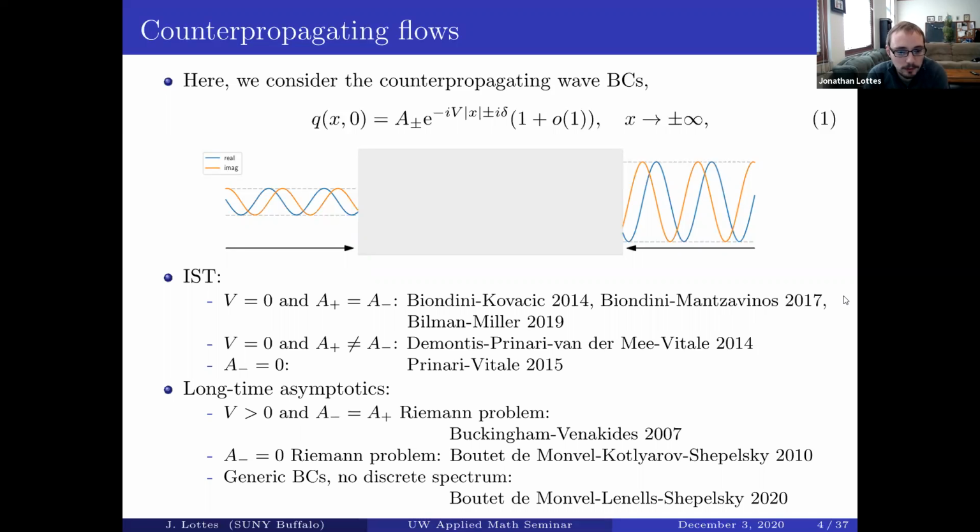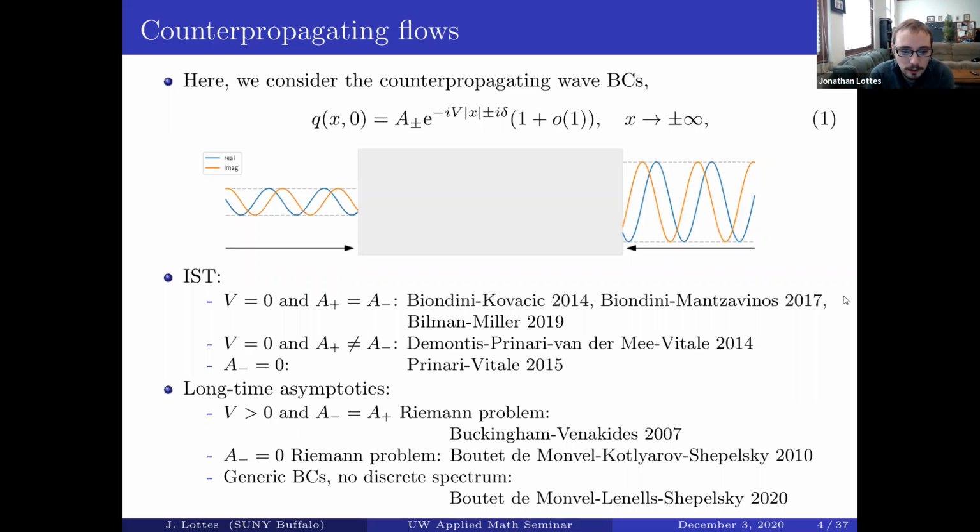First, in 2014, Biondini and Kovacic handled the case of zero velocity, so no counterpropagating waves, just constant boundary conditions with symmetric amplitudes. They handled that using a uniformization variable. This was revisited in 2017 without making use of the uniformization variable. And it was revisited again in 2019 with Bilman and Miller, their so-called robust IST. And we'll talk a bit about that later as well.